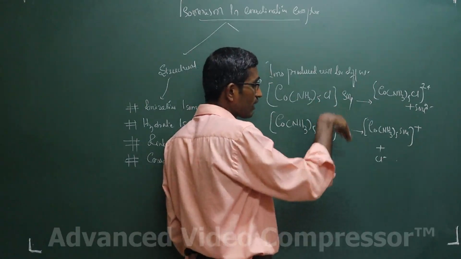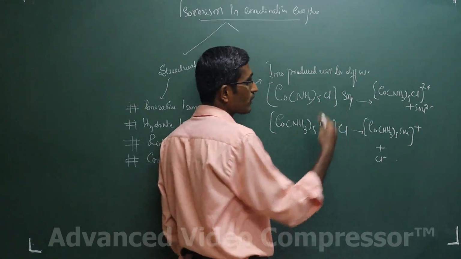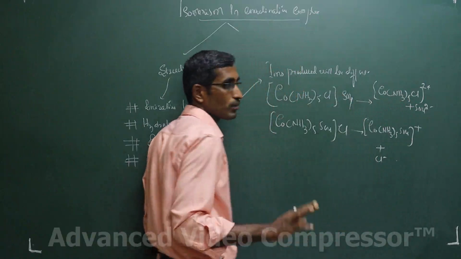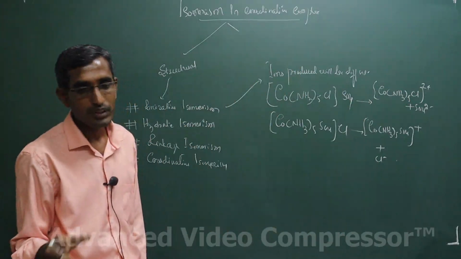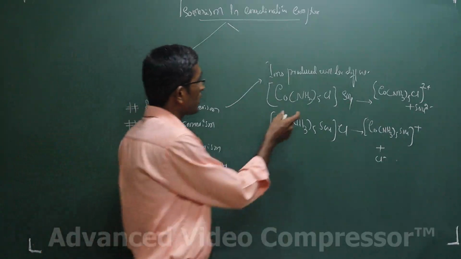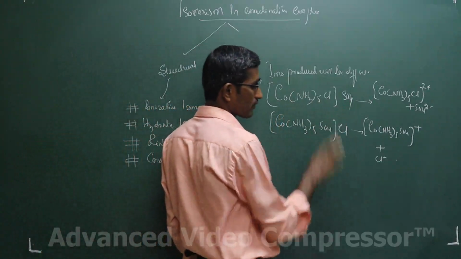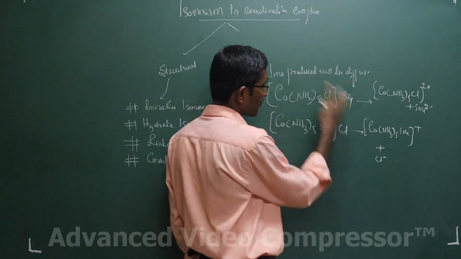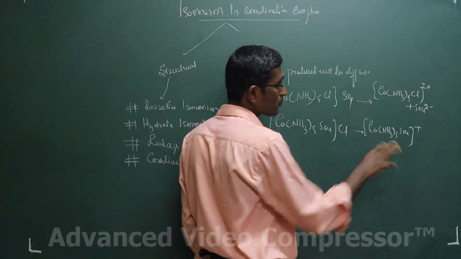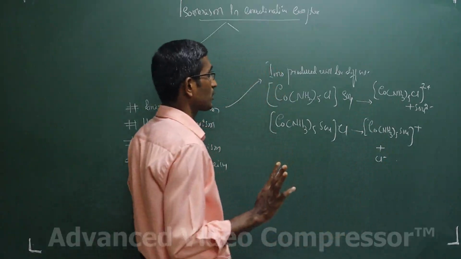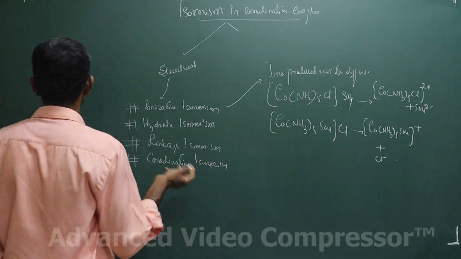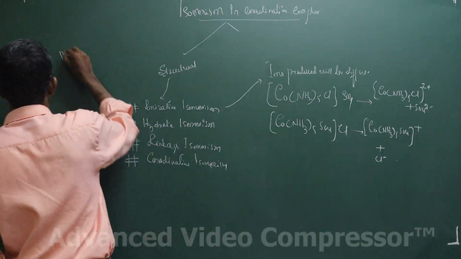But it is ionization isomerism, because the ions produced in solution will be different, although the molecular formula is the same. Although the ligands as well as the counter ion participating look the same, and the molecular formula is the same, the ions produced in solution will be different. So, this kind of isomerism is called ionization isomerism. We can take plenty of examples for that matter.